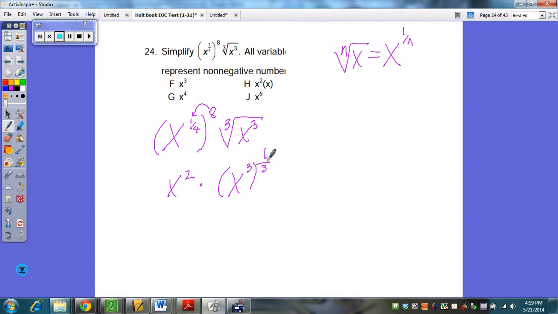Again, we multiply these. 3 times 1/3 is x to the 1st. And then when I'm multiplying the same bases, I can add my exponents, and we get x cubed. We see here the answer is F.